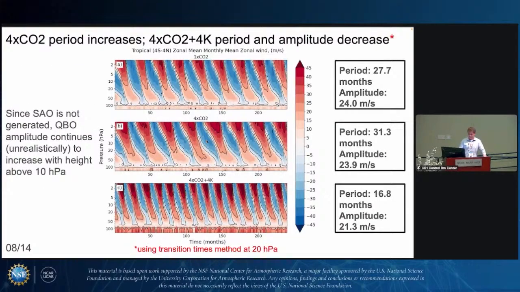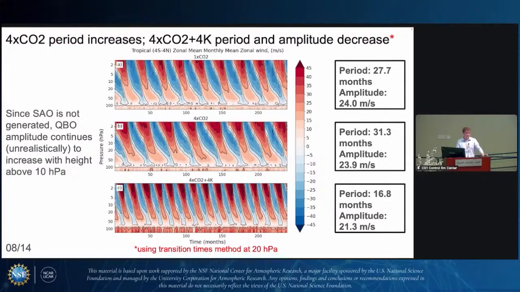Now, just to specifically talk about the QBO, what I've plotted here is tropical average zonal mean zonal wind. And so you can see the oscillations back and forth between westerly winds in the red shading and easterly winds in the blue shading that characterize the QBO. And so if you look at this bottom plot here, this is for 4 CO2 4K. And we actually see a shorter QBO period by about 10 months, and also a slight decrease in the QBO amplitude, especially in the lower stratosphere.